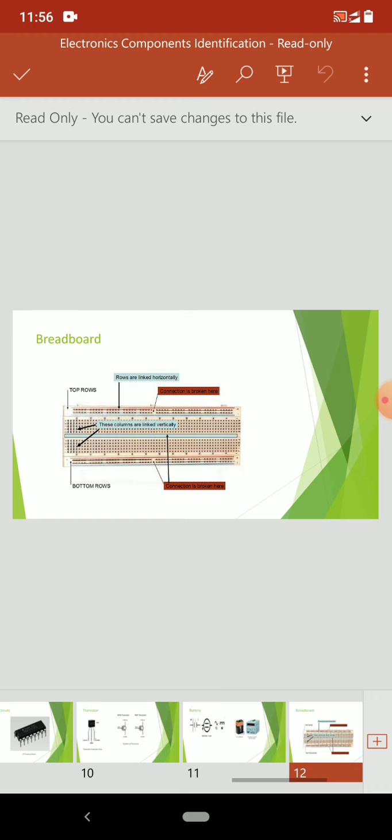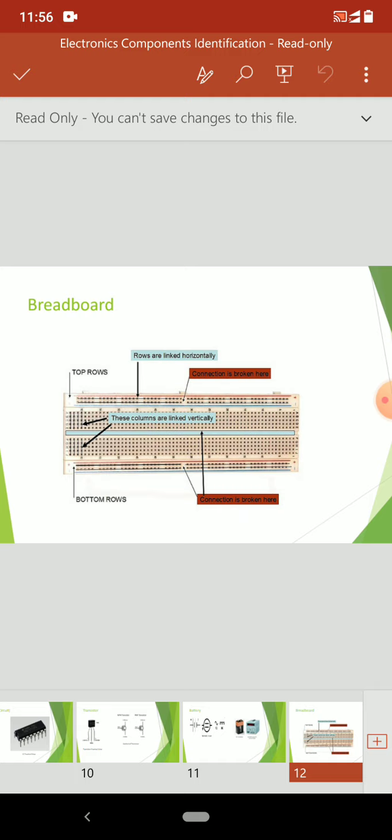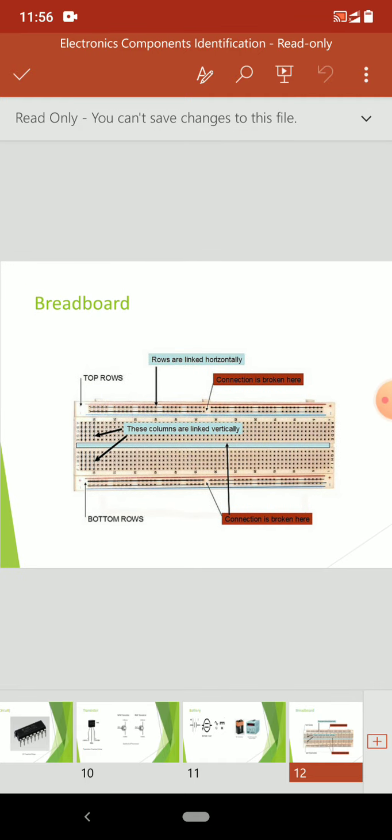And the last one is a breadboard. The diagram of breadboard and practical view of breadboard is shown here. The top rows and bottom rows are linked horizontally, and the columns are linked vertically.